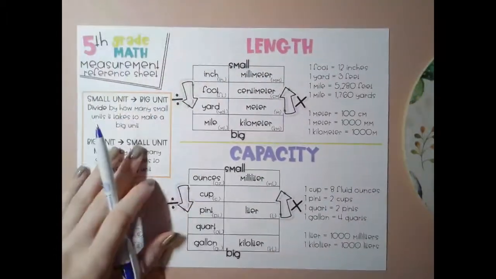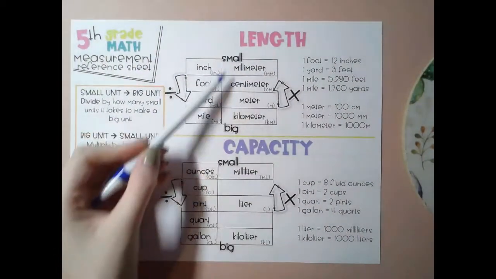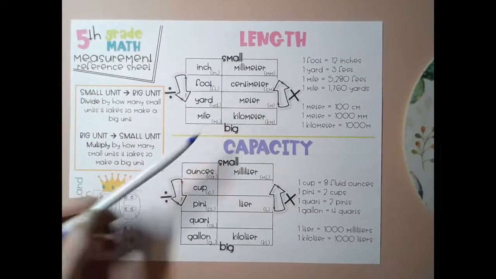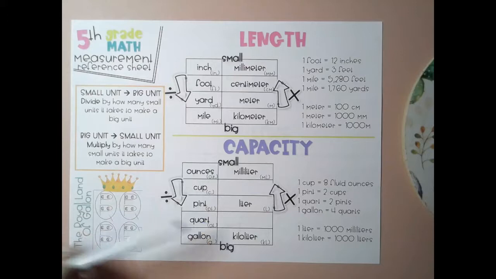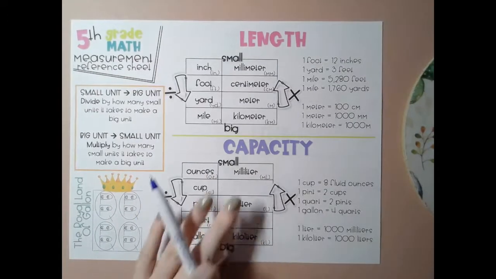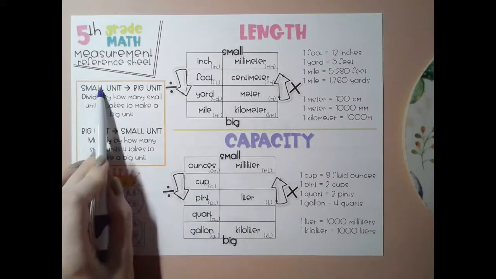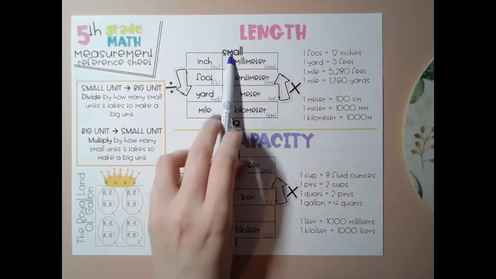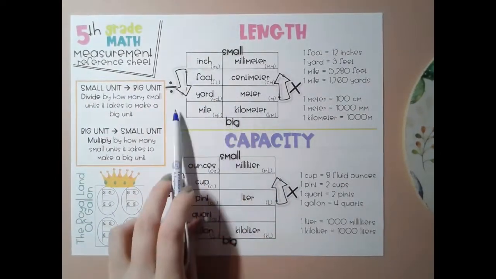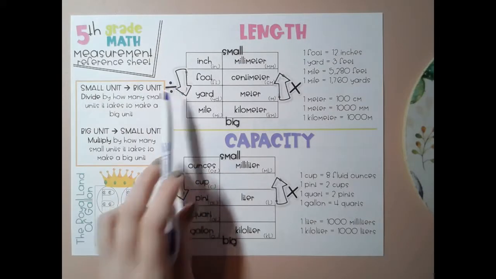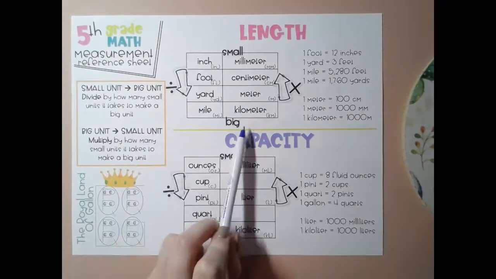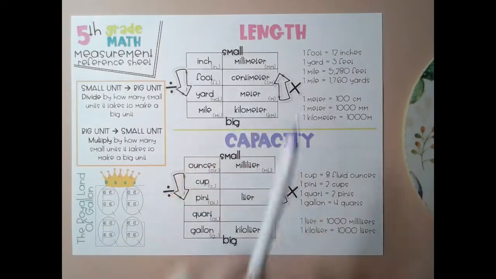I've set up the charts to where from top to bottom we have the smaller units, and as you go down they have the bigger units, and again for all of the different ones. I've also shown that if you're going from a smaller unit to a bigger unit, you divide. So again, from small to big, you divide, which is why I have the arrow with the division sign. And if you're going from a big unit to a small unit, you multiply. Big to small, you multiply.